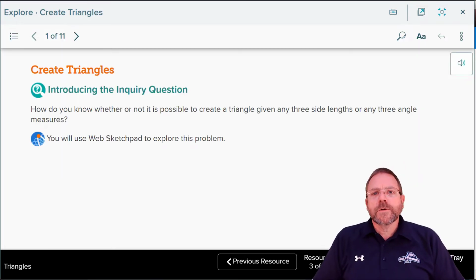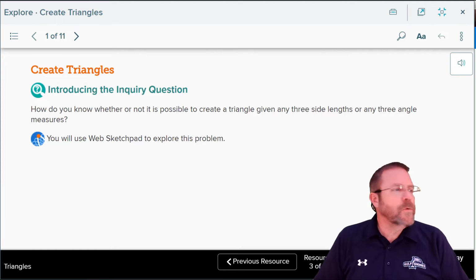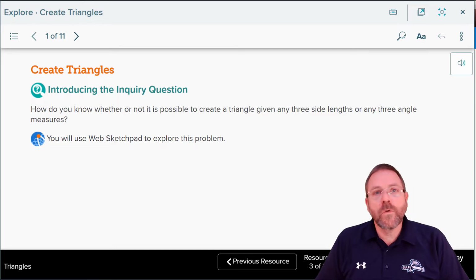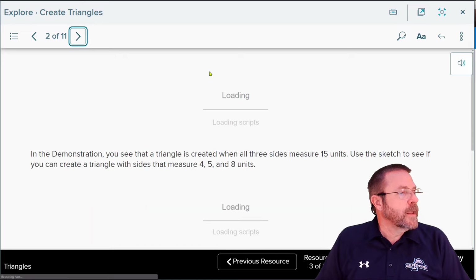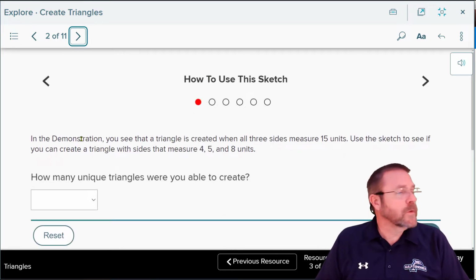Our inquiry question for this lesson asks, how do you know whether or not it is possible to create a triangle given 3 side lengths or any 3 angle measures? They've got 11 slides in this, so maybe this is going to be worthwhile.